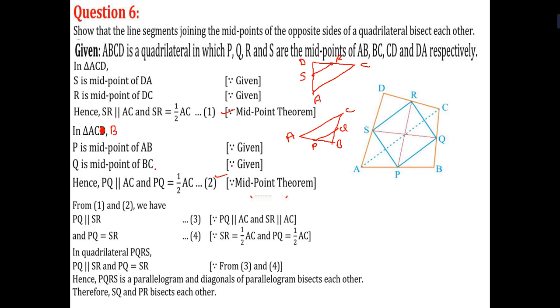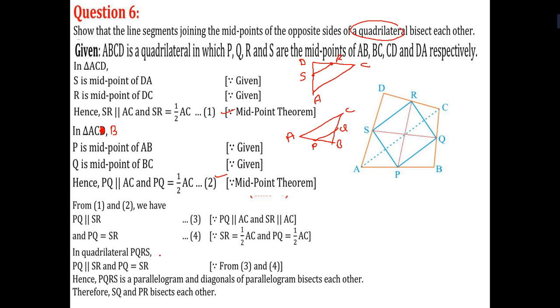So from equations 1 and 2 we say that PQ is parallel to SR, and if PQ is parallel to SR then it is a parallelogram. So in quadrilateral PQRS, PQ and SR are equal, so hence PQRS is a parallelogram, and diagonals of a parallelogram bisect each other, already one of the properties. So from the quadrilateral we have proved that it is a parallelogram. So parallelogram, one of the important properties is that, so equation 3, PQ parallel to SR, PQ is equal to SR, because half SR is equal to half AC, PQ is equal to half AC.